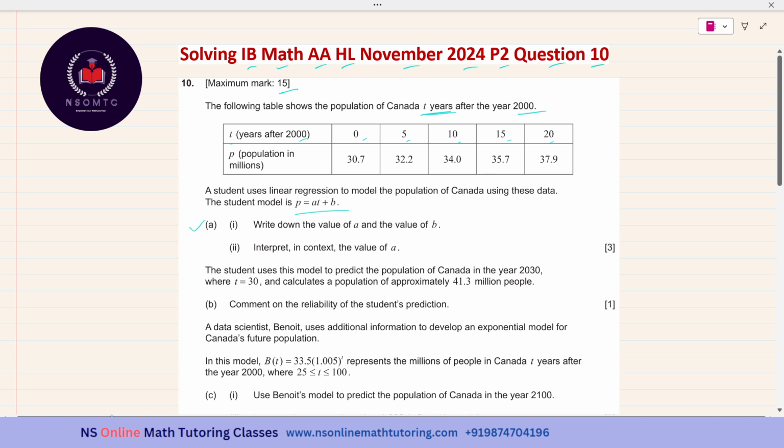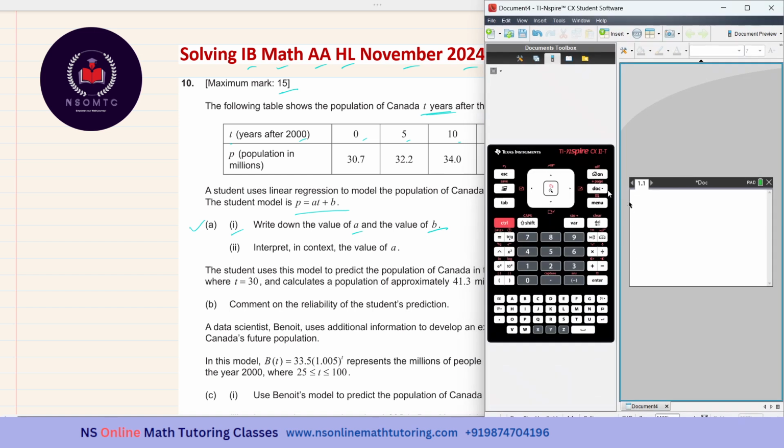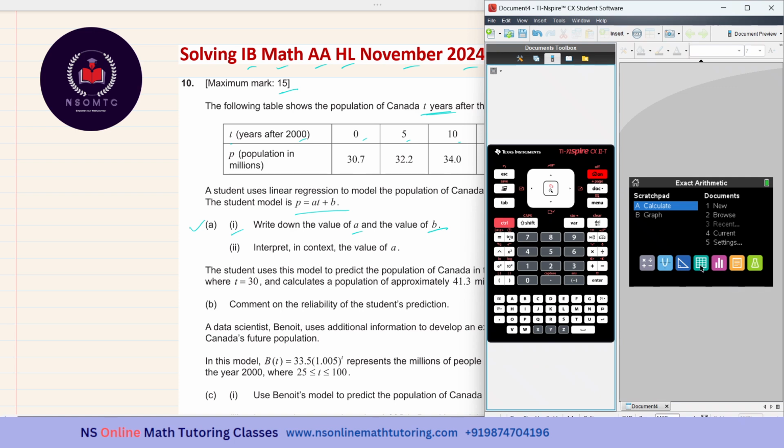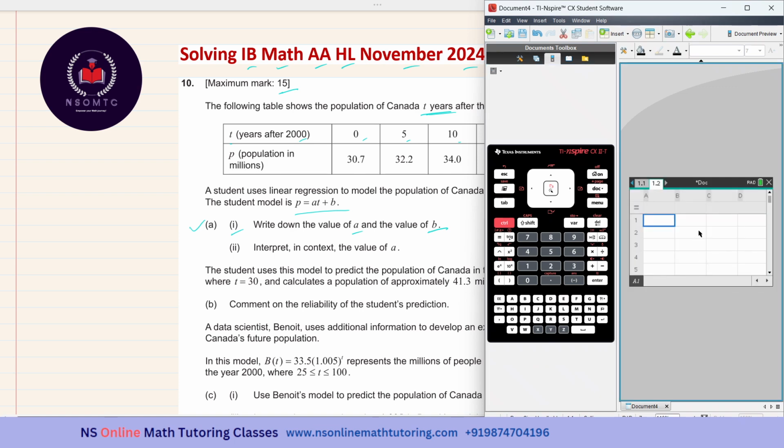Subpart A has two further subparts. Part i says write down the value of A and the value of B. Okay, so let us use the calculator. We have to go to the spreadsheet. And you can name these two columns if you want. It is better to name them because later on when we go to stat calculations, it may be slightly difficult.